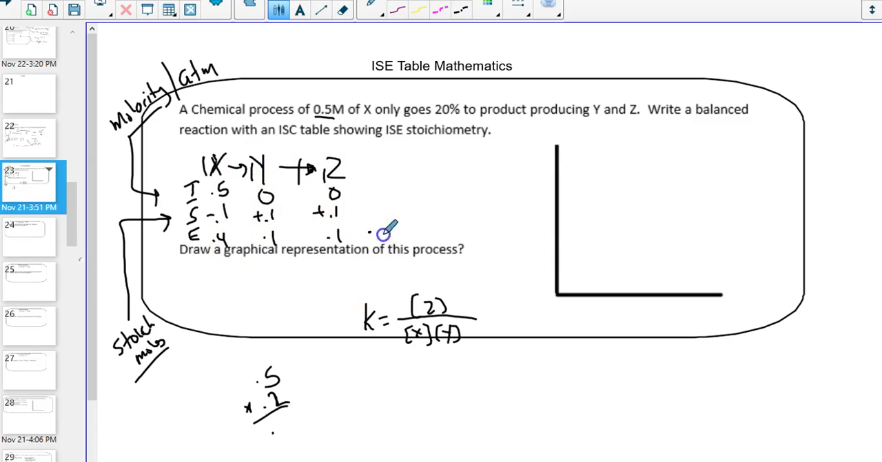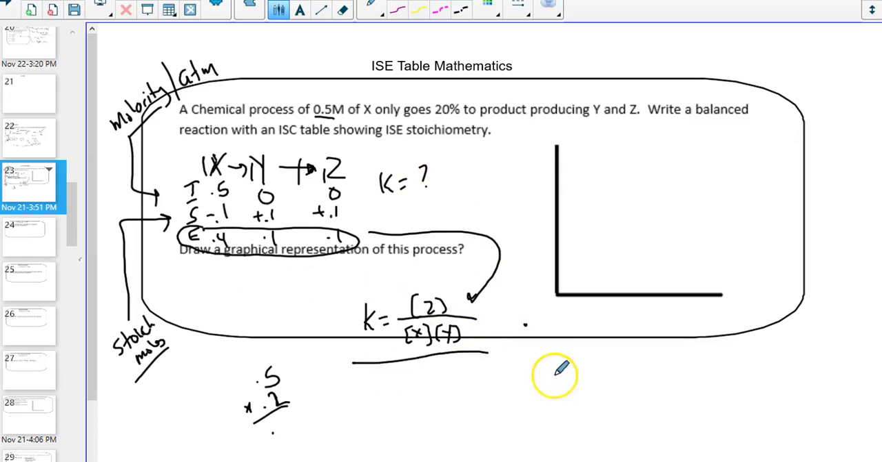Alright, now we can plug this in here. Typical questions might be, now here it just says draw it out, but a typical question might be, what are the concentrations of these, and what is my K value? So plug it in. 0.1. And I wrote that backwards too because I wrote the reaction wrong. So let's redo it.